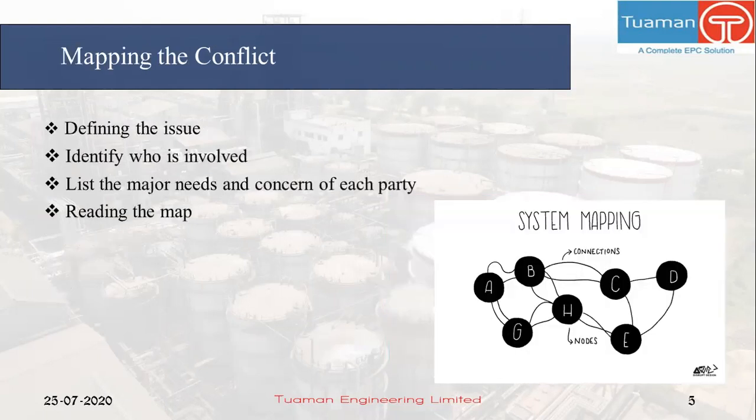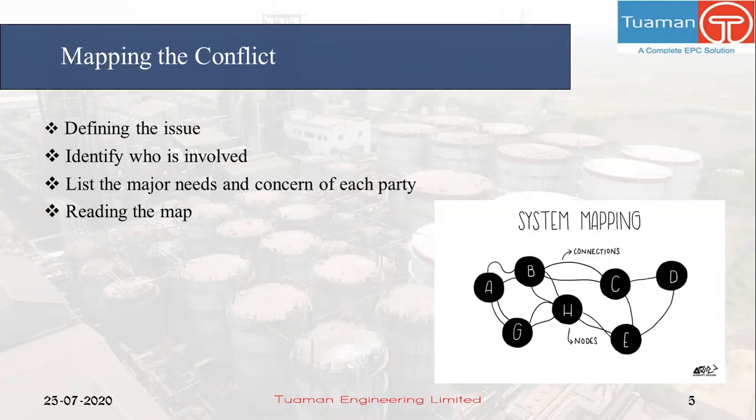Next is mapping the conflict. So how do we map the conflict? Mapping of conflict means that when two or more people are stuck in a conflicting situation, you need to map the conflict by considering, number one, defining the issue. It's very important to define the issue, the reason why a conflict arises. You need to understand the crux of the matter, why people are conflicting with each other.